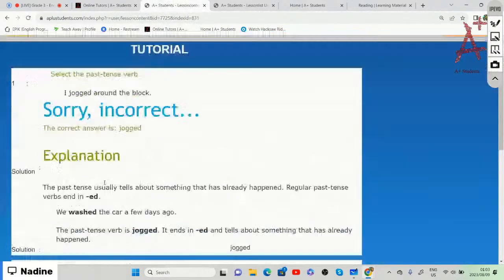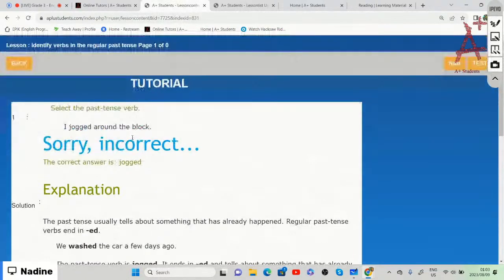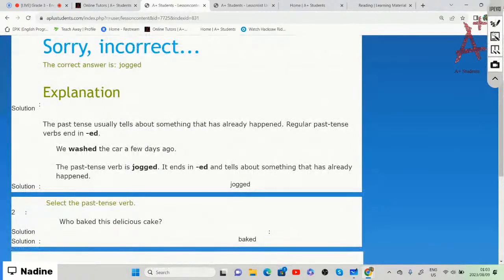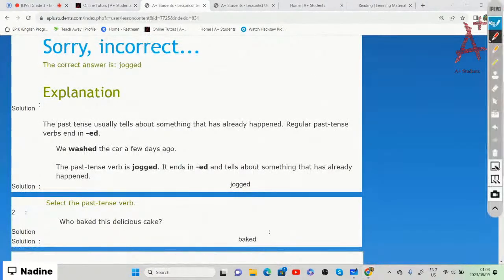All right, here we are. So we need to identify verbs in the regular past tense, right? So before we identify the verbs in the regular past tense, we can say that the past tense usually tells us about something that has happened already, right? So it already happened. And then we have regular past tense, right? Regular past tense verbs end in ed, right?